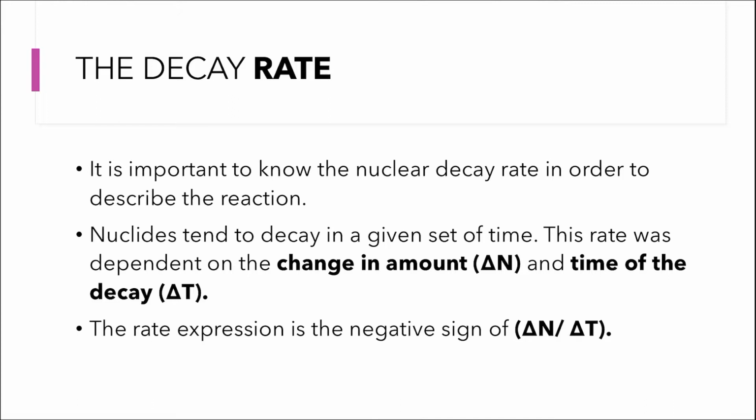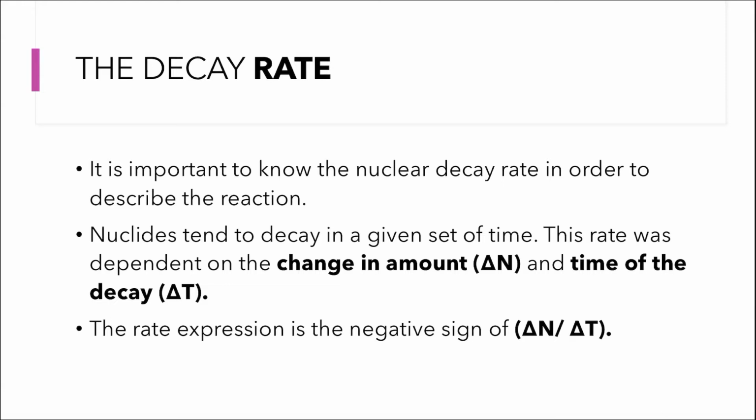So in a normal reaction kasi, meron kang parent tapos nagta-transform yun into daughter nuclide. So kung gaano kabilis nako-consume yung mga parent nuclides natin, transforming into the production of the daughter nuclide. So kung gaano kabilis yung reaction, that is pretty much the meaning that we need. Nuclides tend to decay in a given set of time. So this rate is dependent on the change in amount. So paano natin makukuha kung gaano kabilis yung isang nuclear reaction?